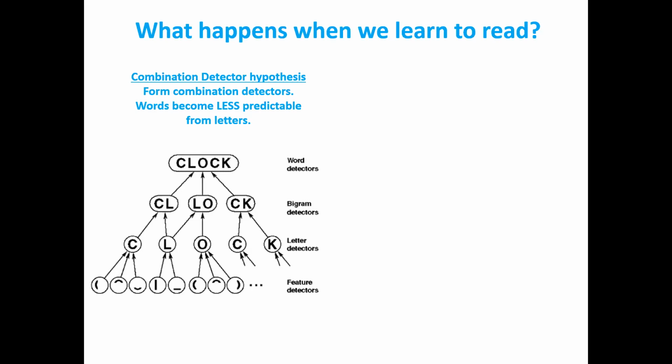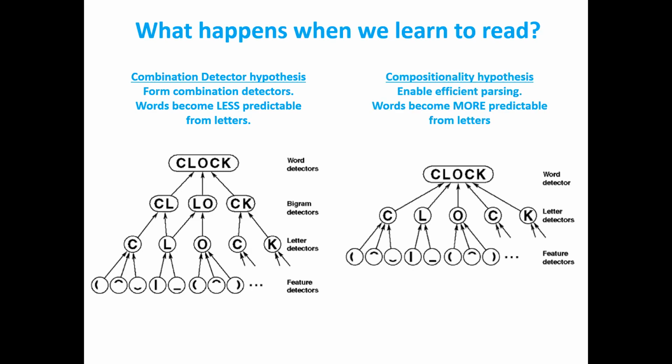On the flip side, we devised what we called the compositionality hypothesis. The idea here is that you look at the word clock and you're easily able to parse the word into its individual letter components. So here the prediction is that words are going to become more predictable from letters, and not less. You can see that this is the key difference between these two ideas. In one idea, a new kind of detector is formed for a whole word. In the other idea, when you look at a whole word which is very frequent, or which you've seen a lot of times before, you're able to break it down better. That allows the word to become more predictable from the same set of letters.